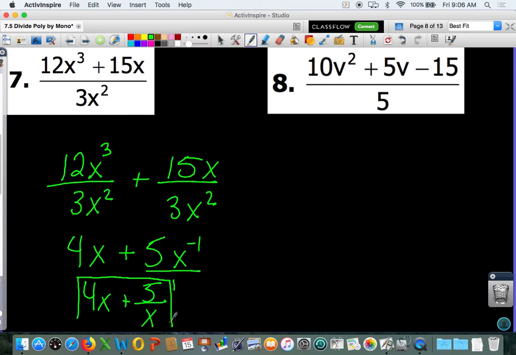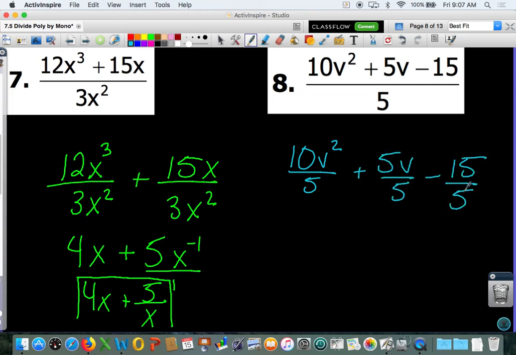Number 8. We will work it the same way. This time, though, I have a trinomial divided by a monomial. So instead of making 2 fractions, I'm going to make 3 fractions. 10v squared over 5 plus 5v over 5 minus 15 over 5.